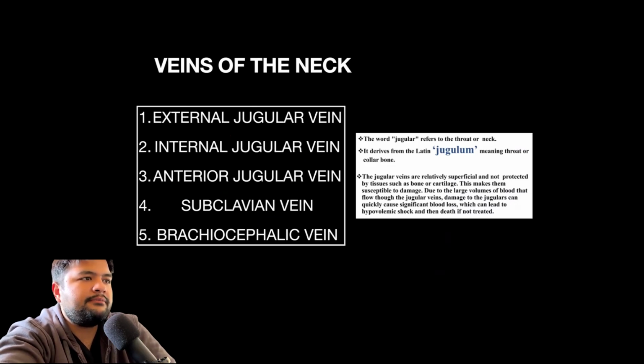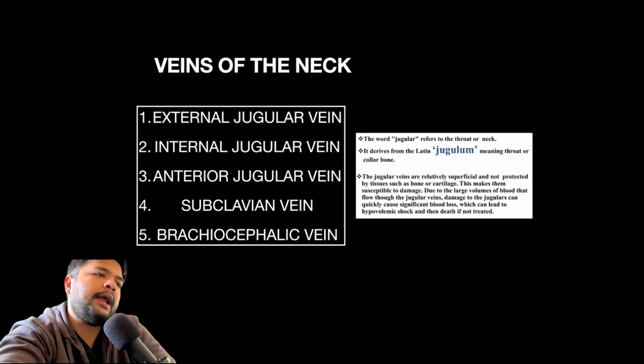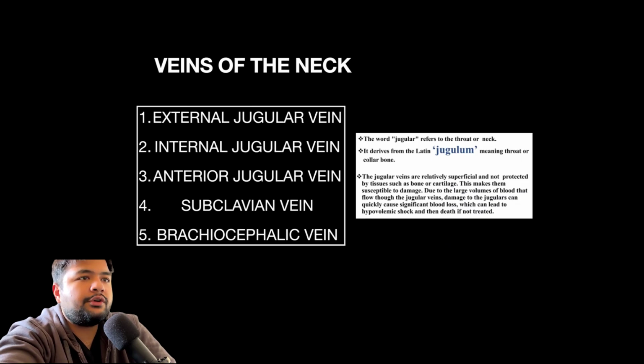So the five main veins of the neck include the external jugular vein, internal jugular vein, anterior jugular vein, subclavian vein, and brachiocephalic vein. The word jugular refers to the throat or neck. It is derived from the Latin jugulum, meaning throat or collarbone.